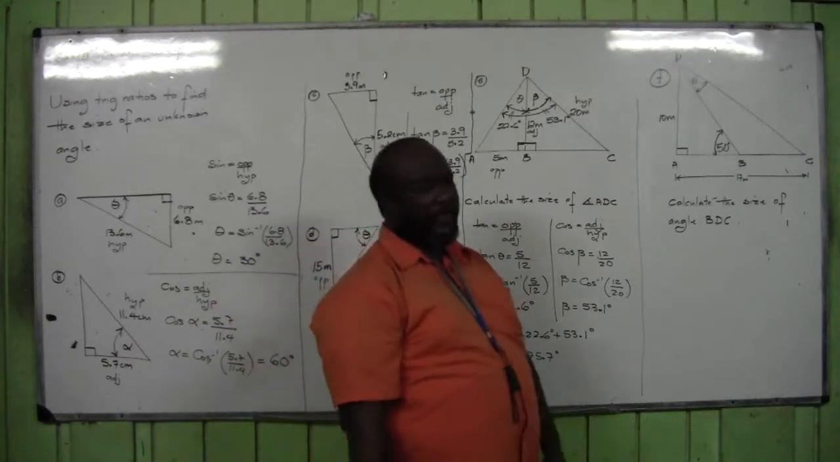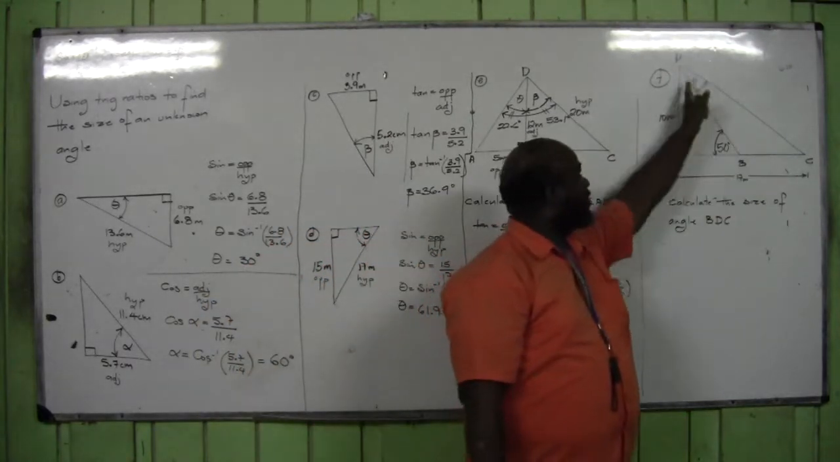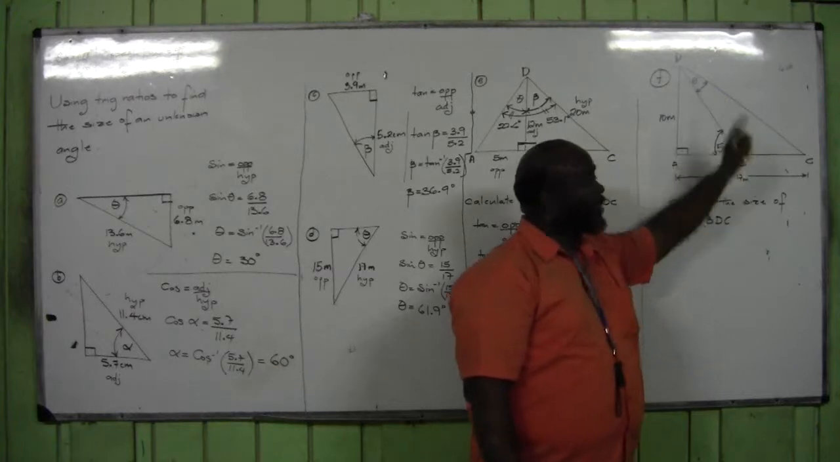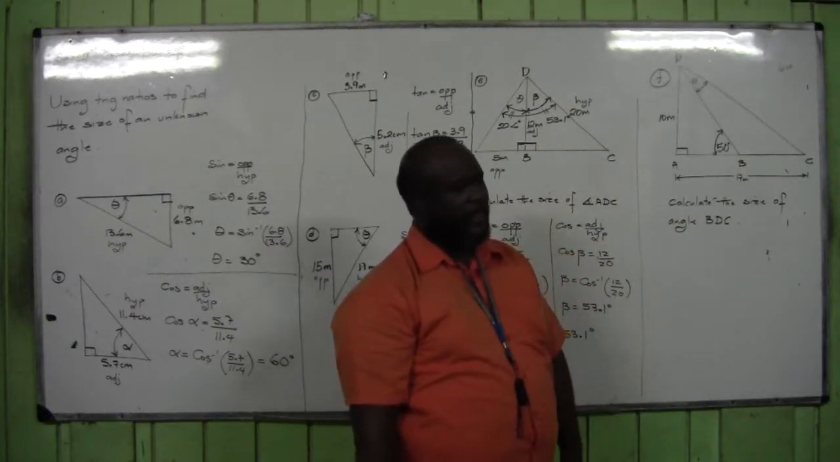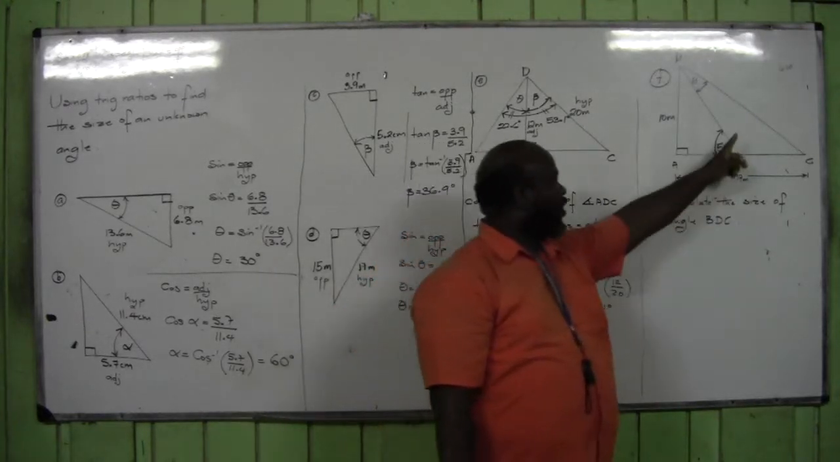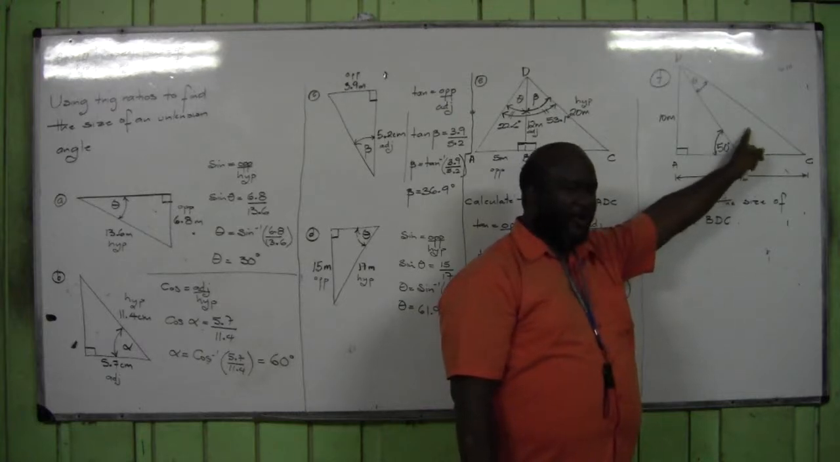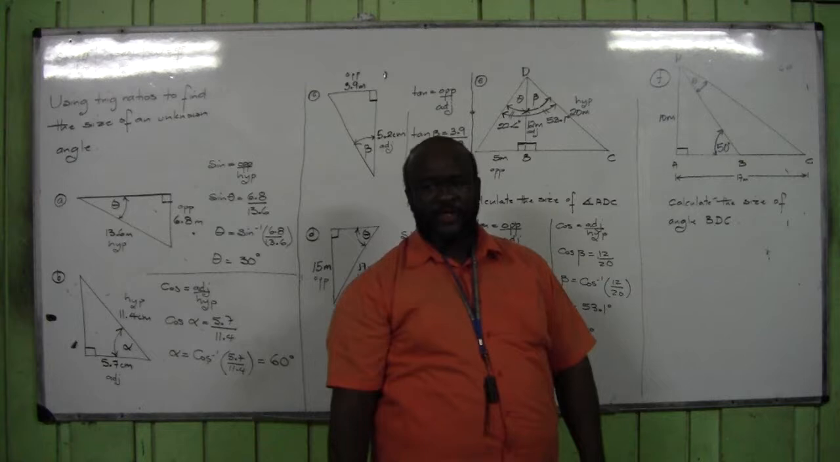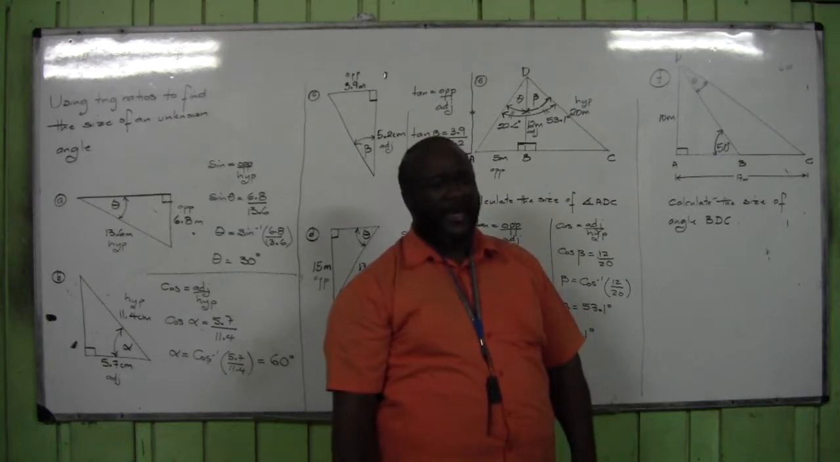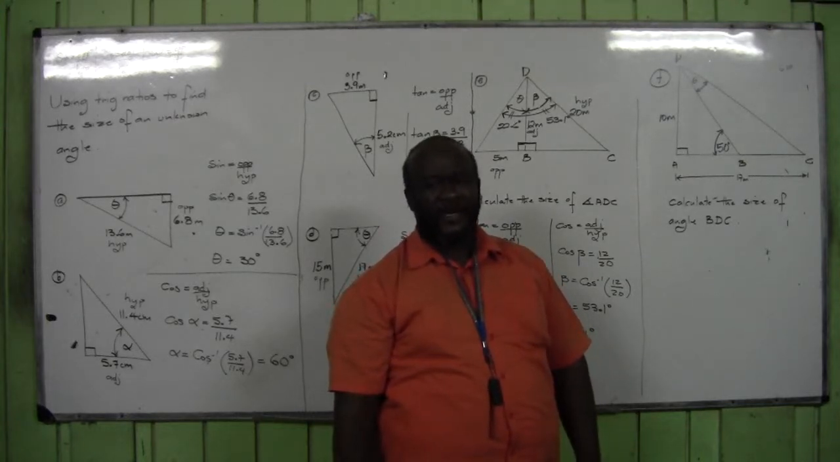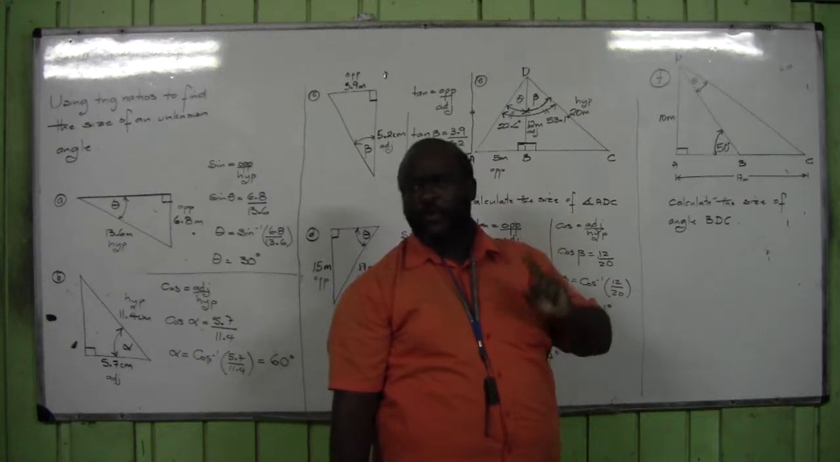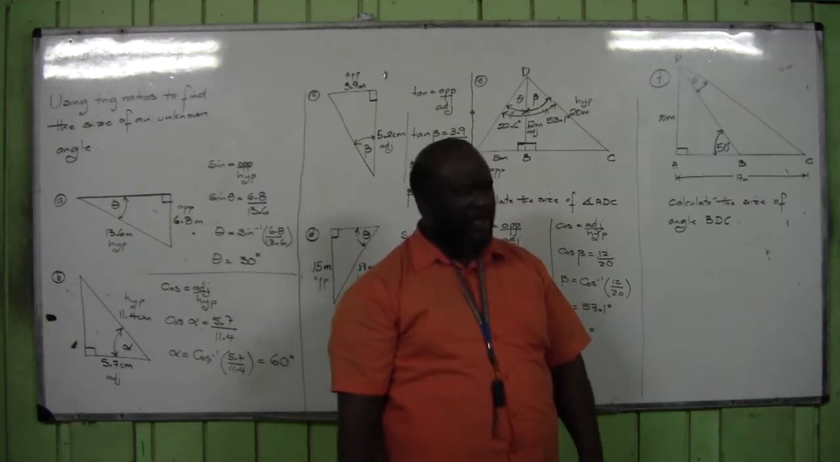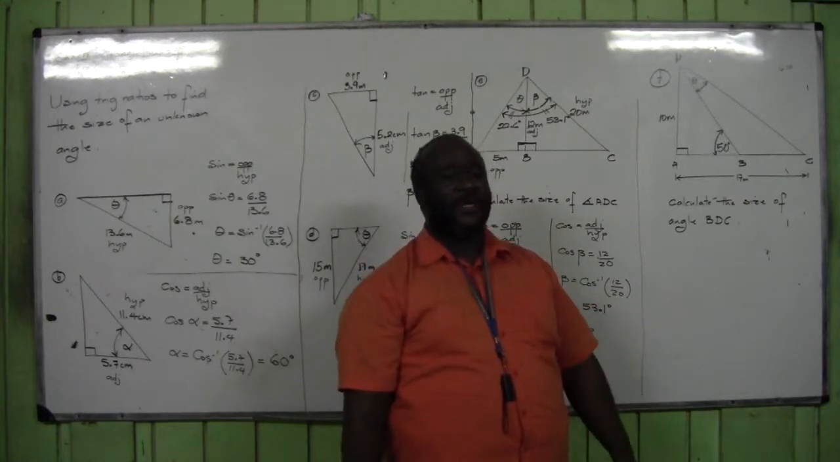That angle is what I want to find. It is angle BDC. Now, is this triangle a right angle triangle? The triangle over here, BDC. No. It means that trig ratios can't help you, at least not directly. Trig ratios only work for right angle triangles. It means I have got to do something else.